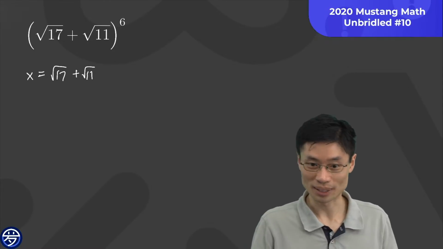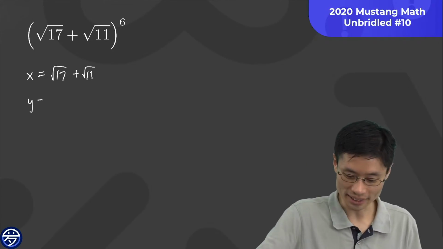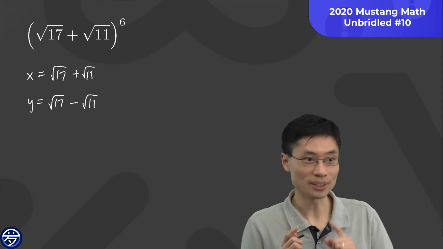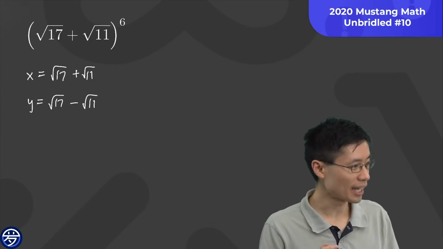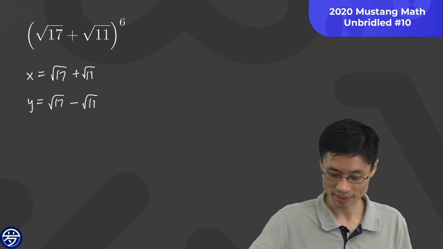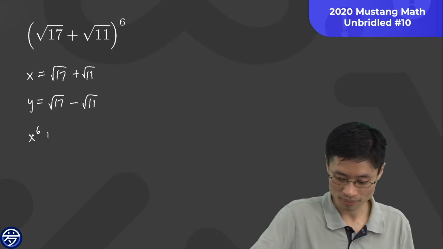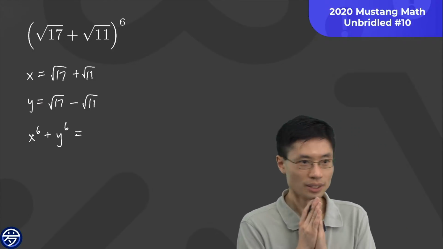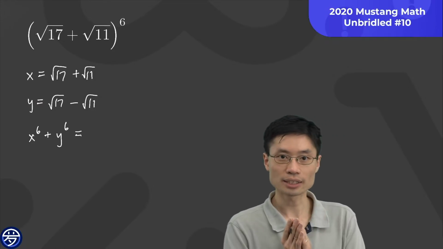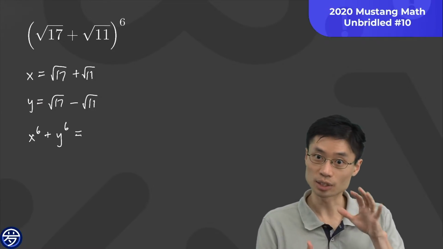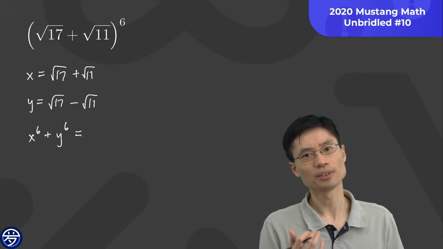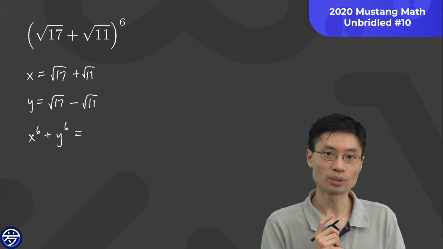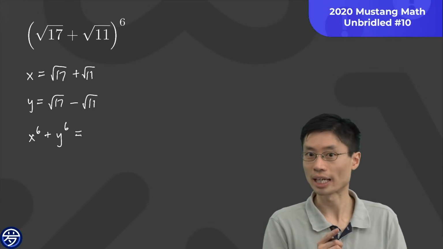x is root 17 plus root 11. y is root 17 minus root 11. Now if we do this, try to solve for x to the 6th plus y to the 6th. Okay, let's see what happens here. If you do x to the 6th plus y to the 6th, a lot of things will cancel, right? Because you have some roots which are plus and some roots which are minus, you can indeed figure this out.